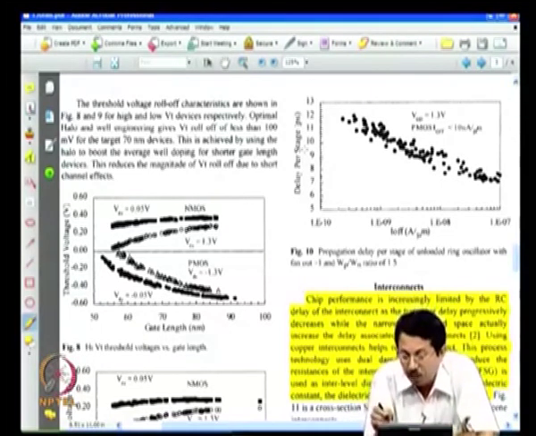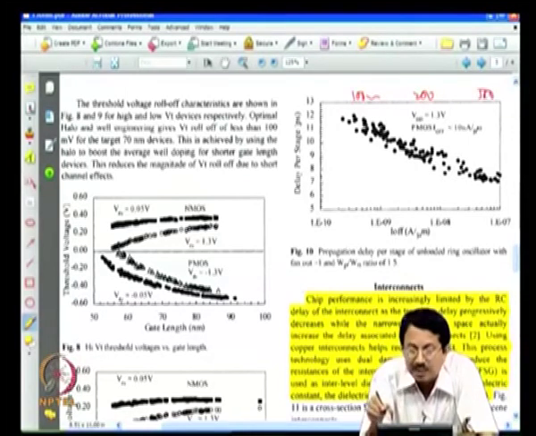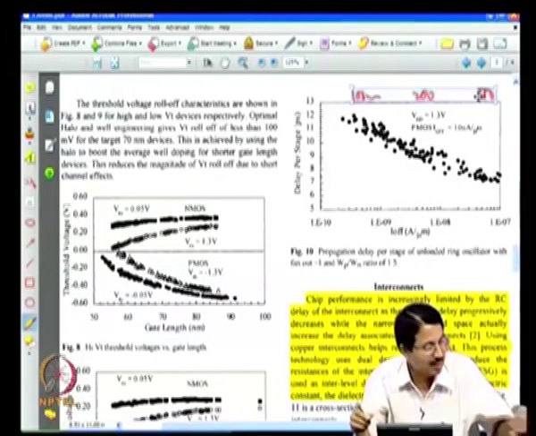In other words, if you had to plot gate length here, this would have been a lower gate length, maybe 100 nanometer here, maybe 200 nanometer here, maybe 500 nanometer here. Okay, 500 nanometer will also have, I am sorry, I got it the other way around. This would be 100 nanometer.